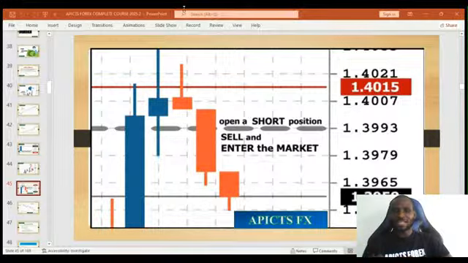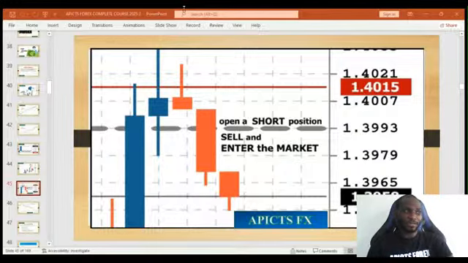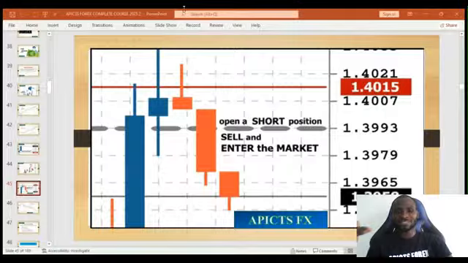Now somebody is asking me here, do you buy pips? No, not necessarily. You don't buy pips. I just saw the question in the comment section now. The person probably was not around for the class yesterday. We say price moves in pips. Price moves in pips, not that you buy pips.